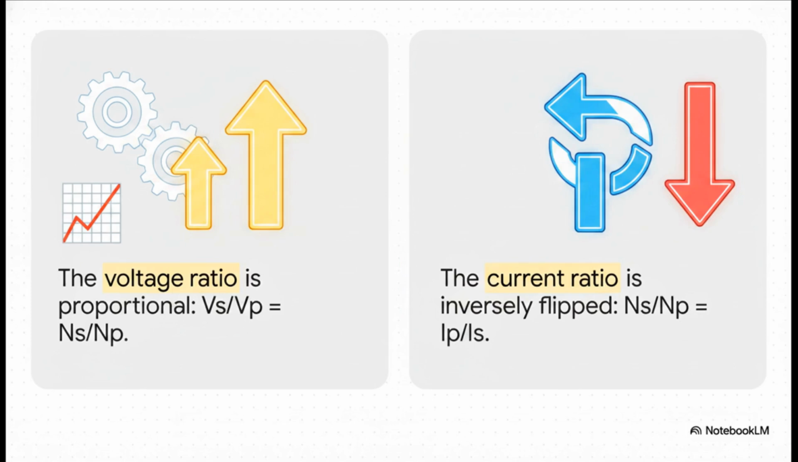They move together. But wait, look at the flipped current ratio on the right. Ns over Np equals Ip over Is. Notice that? The primary current is on top. The whole relationship is completely flipped upside down.